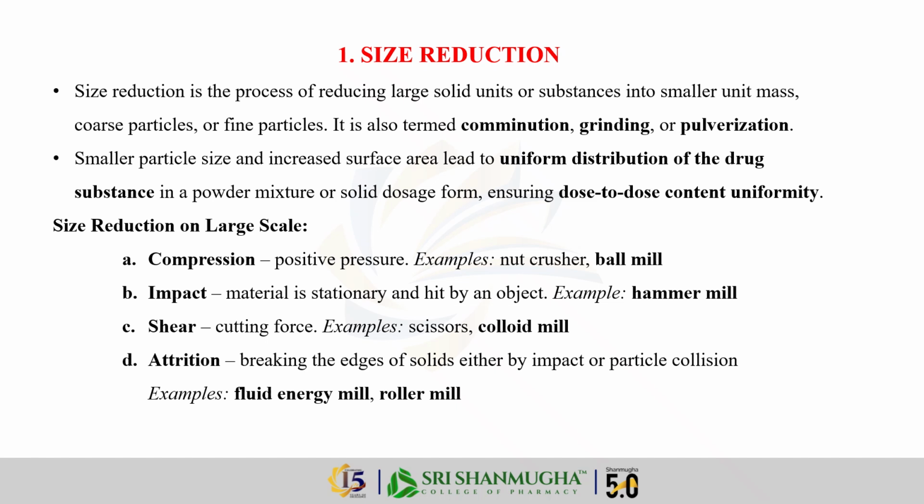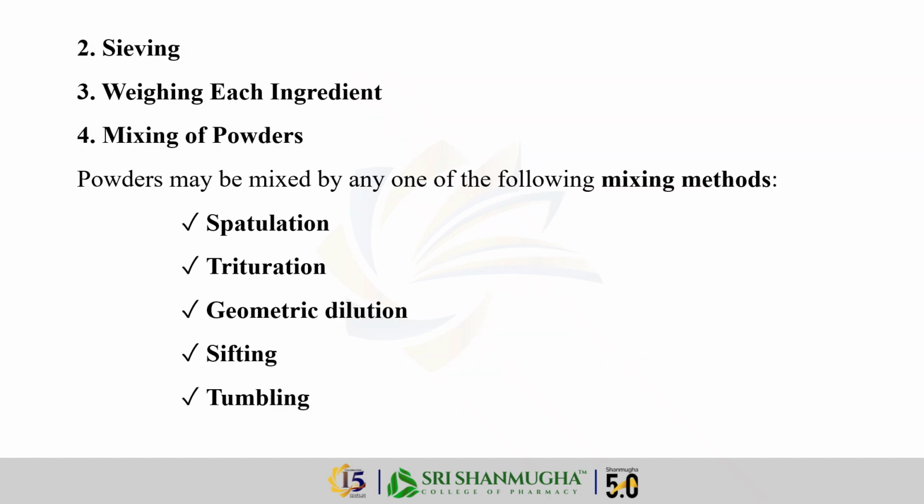First, compression. Positive pressure using a ball mill. Impact using a hammer mill. Third, shear using a colloid mill. Fourth one, attrition using a fluid energy or roller mill. Second, sieving, and third, weighing each ingredient.